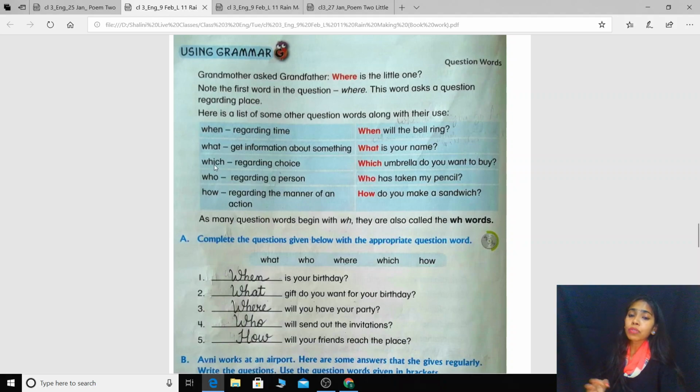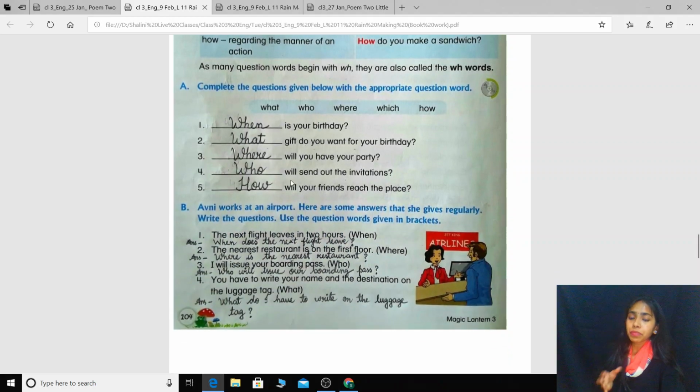Which is used for a choice. Which one do you want? Do you want a red one or blue, right? So who is used for a person. Who are you? Who is going to take my luggage, right? Like this. How is used regarding the manner of the action, like how you can make a sandwich, or how we can go there, right? So these are some of the examples.